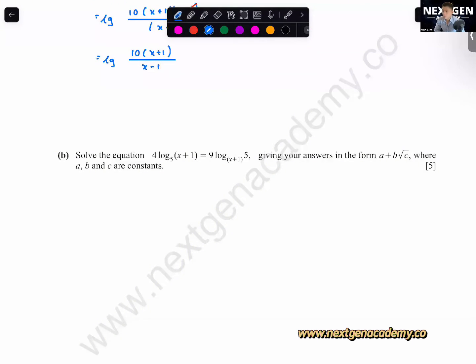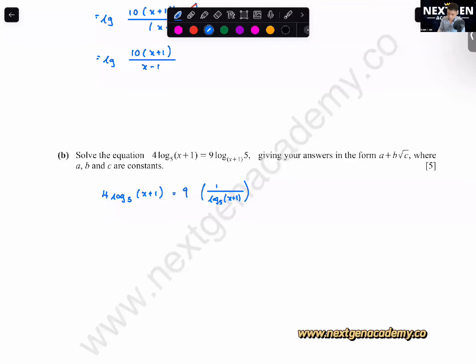First thing, you see both of these are similar but inverted, right? The argument and the base. So you need to change both to log base 5 or both to log base x plus 1 first. I will change this to log base 5 first. So I write it as 4 log_5 (x+1) equals to 9. If I change the position, I can do 1 over log_5 (x+1).